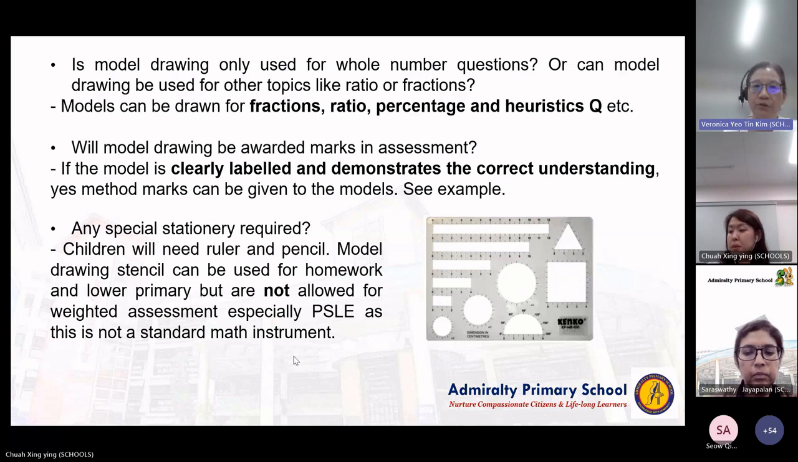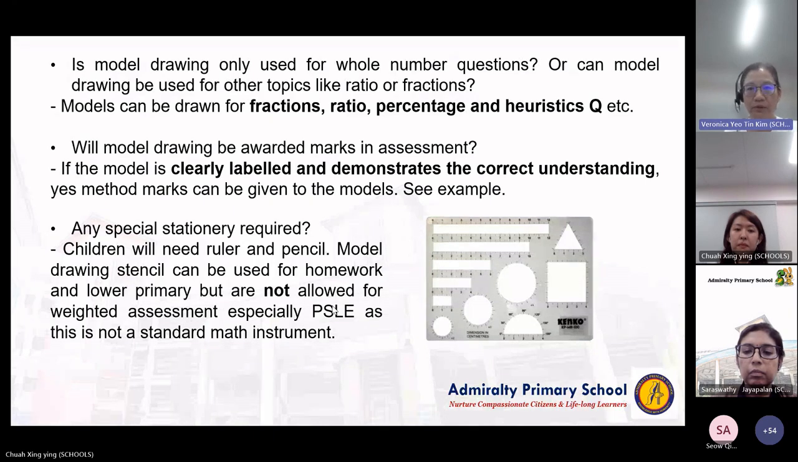Okay? So will model drawing be awarded marks in assessment? I will demonstrate later on. I will show you the example. This is provided if the model is clearly labeled. Okay, why do we need the models to be clearly labeled? Clearly labeled model shows us the child's mathematical thinking. And with that mathematical thinking, we can see where the child is coming from, and therefore we can award the marks for the correct mathematical thinking. Okay, so that is important.